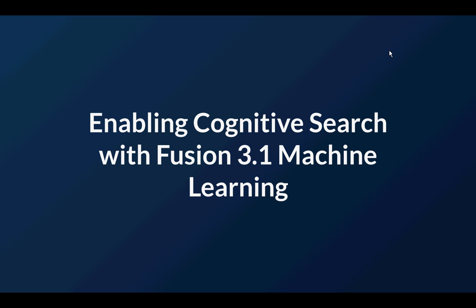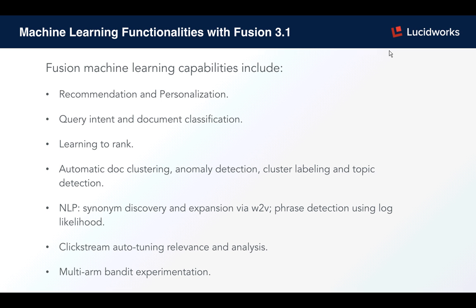So some pretty important features of Fusion 3.1 are machine learning capabilities used to enable cognitive search. And so I've asked Chao Han, our data deity, to come and talk about that. So please welcome Chao. Thanks, Andrew. Hi, everyone. This is Chao Han. I'm from Lucidworks. I'm a senior data scientist.